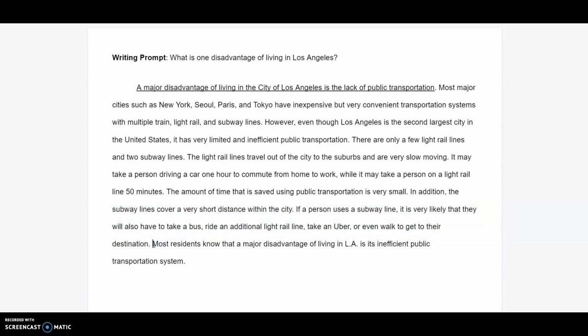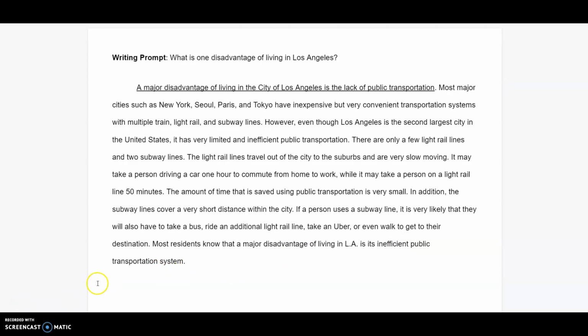The last sentence of the paragraph is the conclusion sentence. The writer sums up the idea of this paragraph by stating that most residents know that a major disadvantage of living in Los Angeles is its inefficient public transportation system.